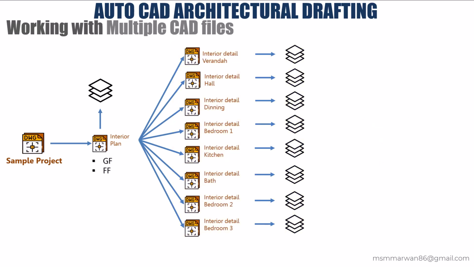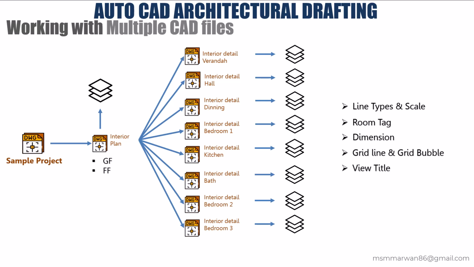Now, when you are linking different drawings at two different scales, how we are going to manage the line type and scale, room tags, dimensions, grid lines and grid bubbles, and view title as per the standard. Don't worry, we don't need to do these things manually. Using the AutoCAD software, in most of the instances, we can automate all of these things.